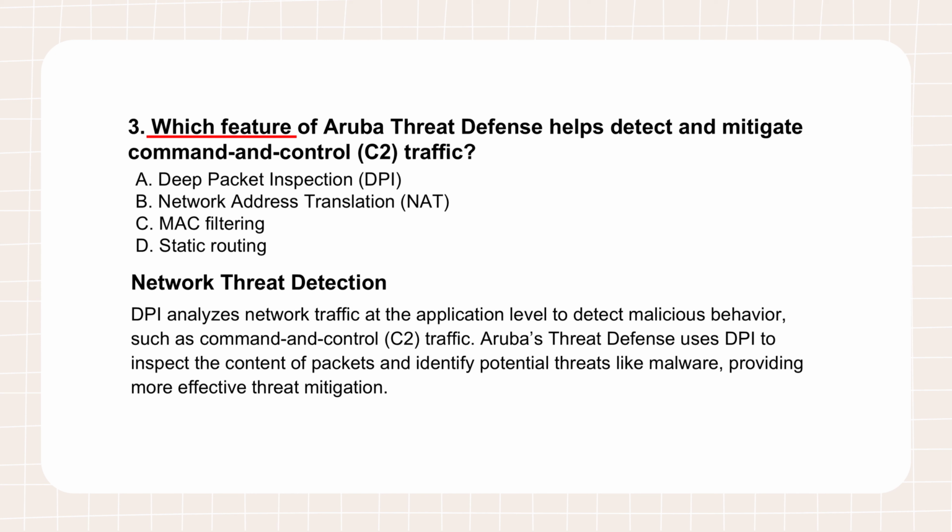Which feature of Aruba Threat Defense helps detect and mitigate command and control, C2, traffic? The answer is Deep Packet Inspection, or DPI. Now, C2 traffic, that sounds kind of ominous, like something out of a spy movie. So what is it exactly? Think of C2 traffic as the secret communication channels that attackers use to control devices they've already compromised inside your network. They're already in.